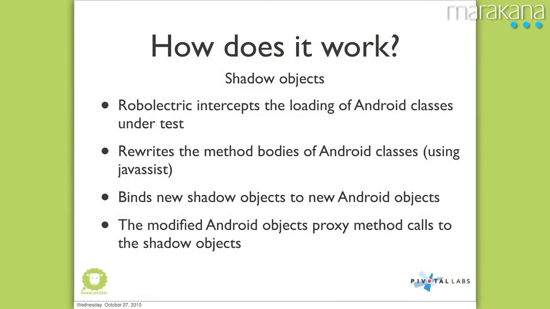So shadow objects. What are shadow objects? What's happening when you run a test with Robolectric is that it's going to intercept the loading of the Android classes. And this only happens under test, by the way. It's not going to happen when you're running your production code. So all this is outside of your production tree. When an Android class is encountered, there's a separate class loader that Robolectric has, and it will rewrite the method bodies of all of the Android classes. And it uses a library called Javassist to do this.